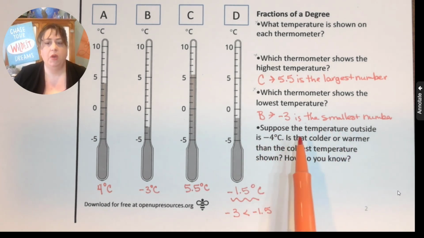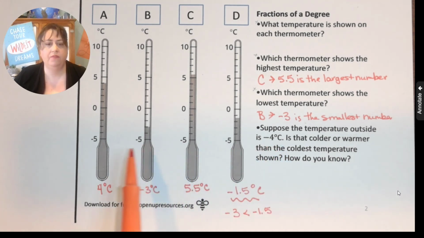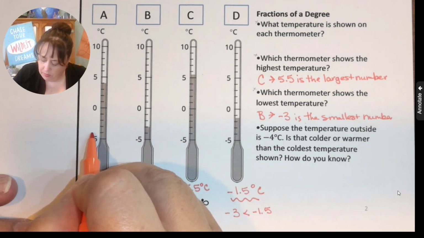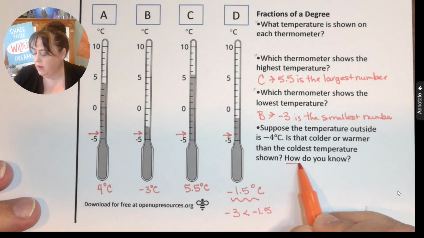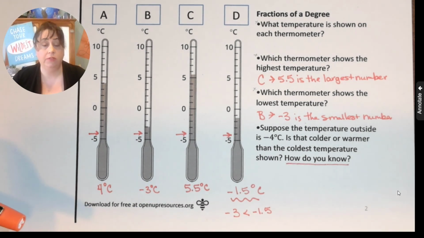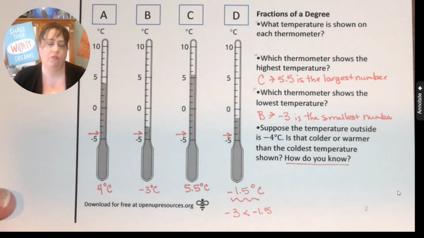This one right here, suppose the temperature outside is -4 degrees. So where would -4 fall on here? -4 would be right here, wouldn't it? Is that colder or warmer than the coldest temperature shown? And how do you know? So what I'd like you to do is answer that question, and write out that how do you know. Have an answer ready to go for class. I kind of give you a hint with the arrows.